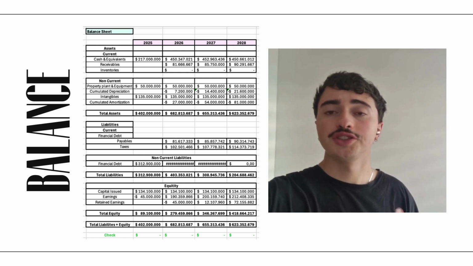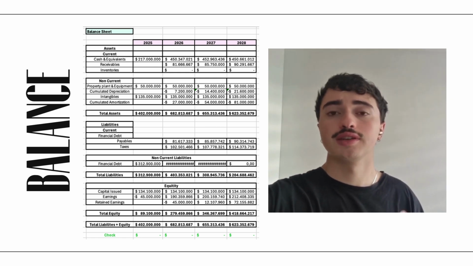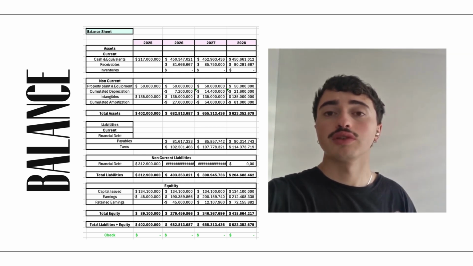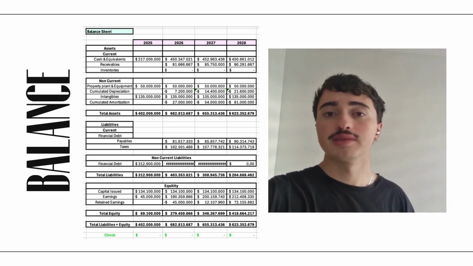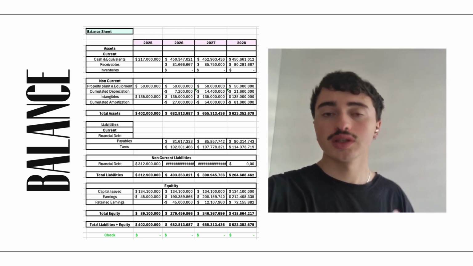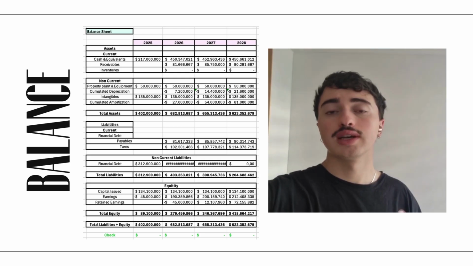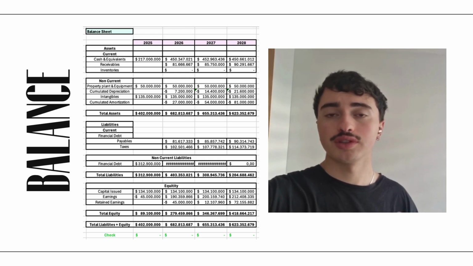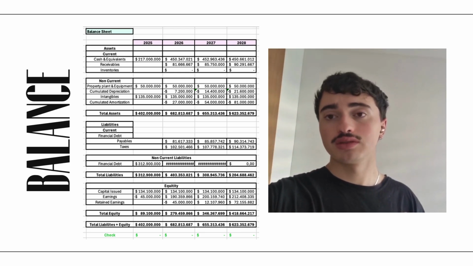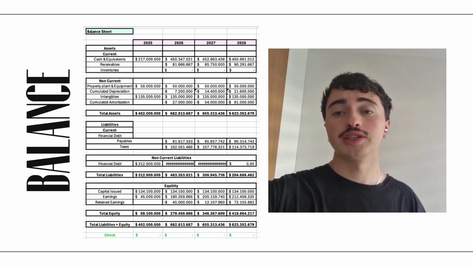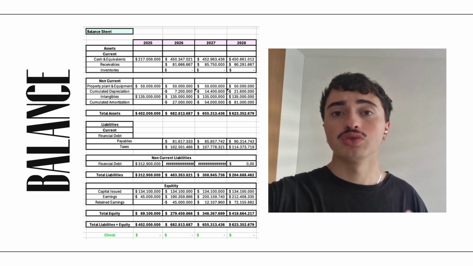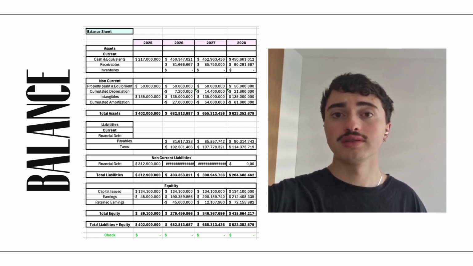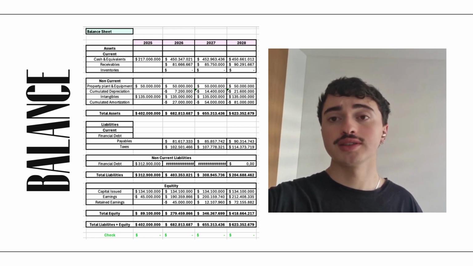On the balance sheet, assets increased significantly from 2025 to 2026, mainly due to the initial investment and the growing receivables. By 2028, total assets reach over 623 million. Liabilities drop to 0 as we strengthen the capital structure with earnings over time.